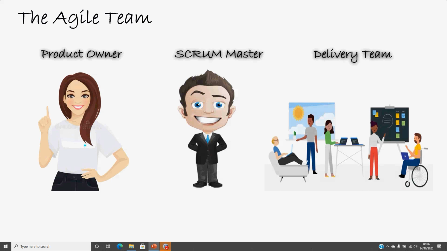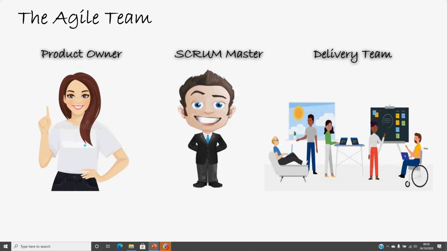It's not that only a project manager could be a scrum master. A person from the team could come up and say that for a particular sprint they would like to be scrum master. The role could be rotated between different participants of the team. And then finally, the delivery team.